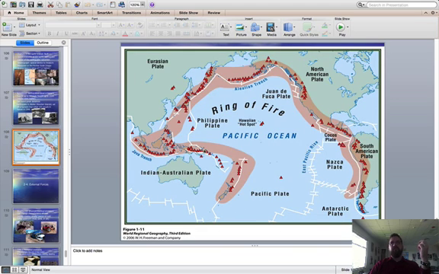And then you should know what the Ring of Fire is. Again, I'm sure you've learned this already. So this is where we see most of our earthquakes and volcanic activity, along this region surrounding the Pacific. Pacific Rim is another term we'll use for that.